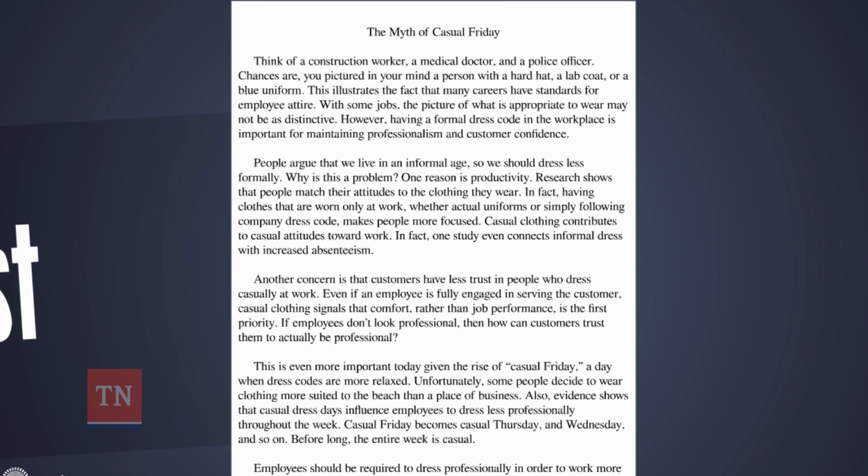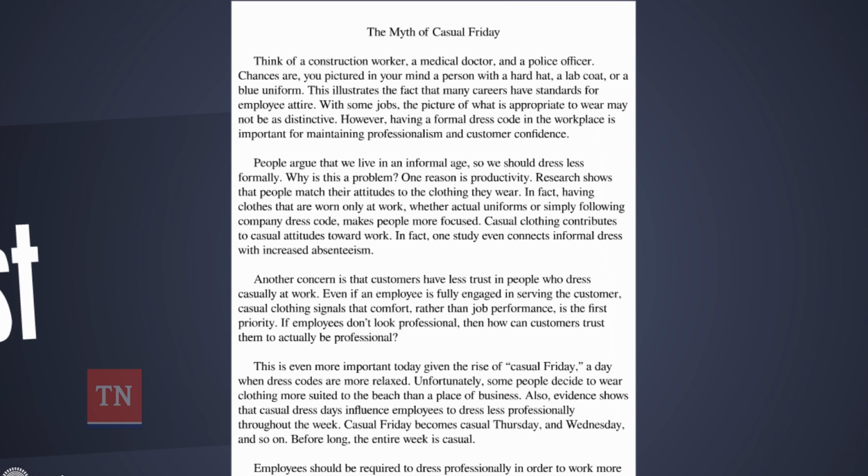Research shows that people match their attitudes to the clothing they wear. In fact, having clothes that are worn only at work, whether actual uniforms or simply following company dress code, makes people more focused. Casual clothing contributes to casual attitudes toward work. In fact, one study even connects informal dress with increased absenteeism.